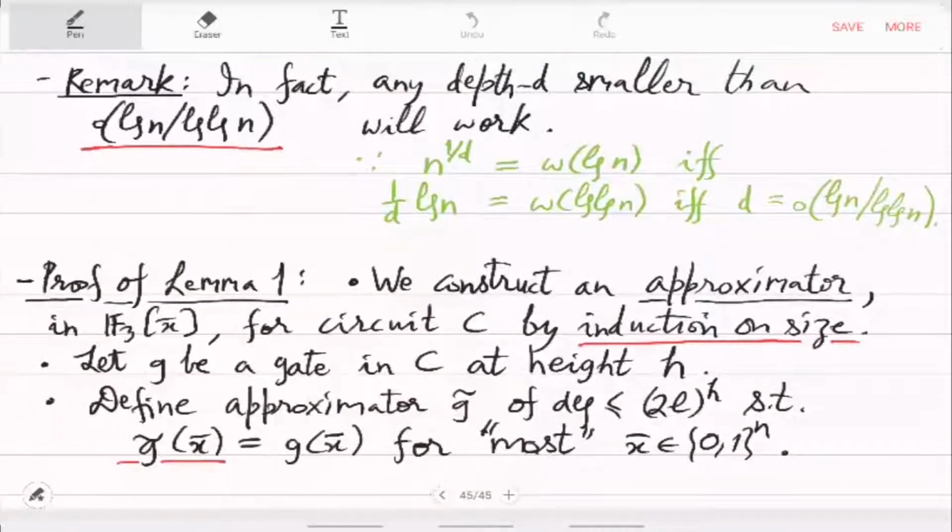So, the proof of lemma 1. The approximator will be constructed by induction on the size. Suppose you are looking at a gate G at height h, and for its inputs you already have approximators. For this gate G, the approximator that we will construct is called G tilde, and we want its degree to be (2l) raised to h, and it should correctly compute G on most of the x's. We'll do this gate by gate.